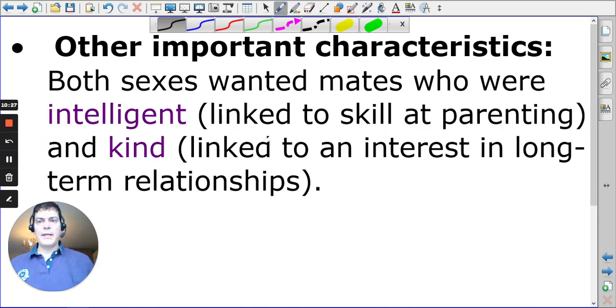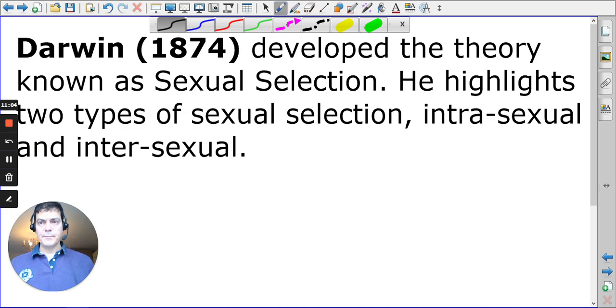We also find that both sexes did want intelligence. Now, this makes a lot of sense, both in terms of males and females. More intelligence might indicate things like your willingness to look after children and the ability to care for yourself. They also had kindness, linked to long-term relationships, being quite important. So yes, the men are clearly superficial in a sense. They're looking for certain particular characteristics, but they're also looking for kindness and intelligence. Women were looking for resources and kindness and intelligence.